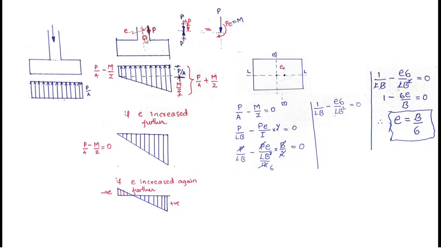It means if the eccentricity we are observing here is equal to B by 6, then we will get a critical case. If eccentricity is more than B by 6, then we may get negative stresses on the footing, or otherwise lifting up of the footing. It means in no case should our E be greater than B by 6. In no case should this P be away from the center by more than a distance of B by 6. That we need to consider and design.